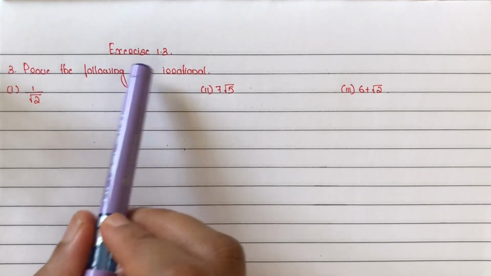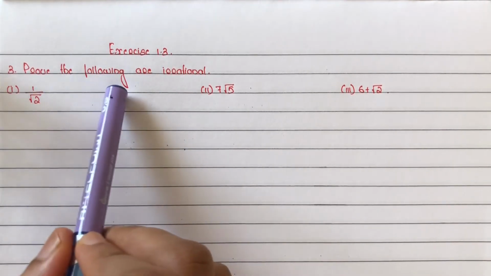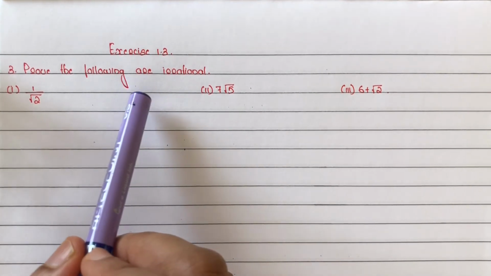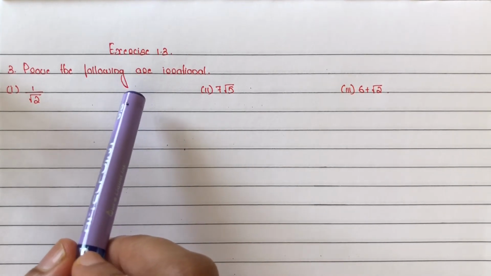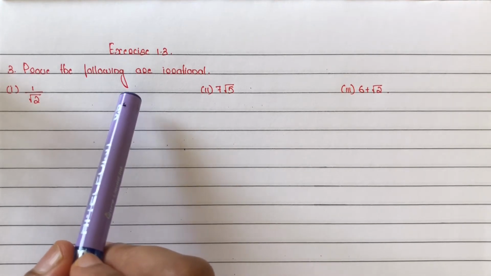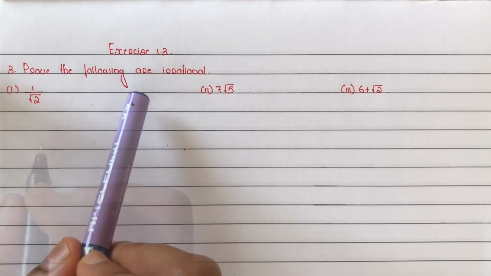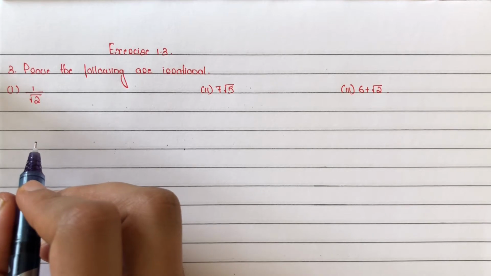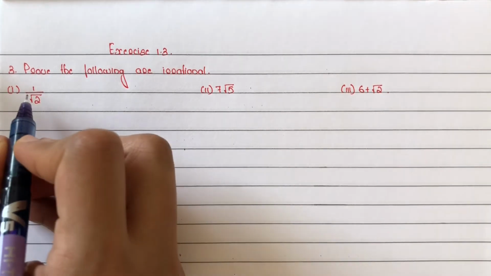Exercise 1.3, question number 3, prove the following are irrational. We will use the contradiction method. Questions 1 and 2 are explained in detail; the link is in the video description. Let's first solve question 1.